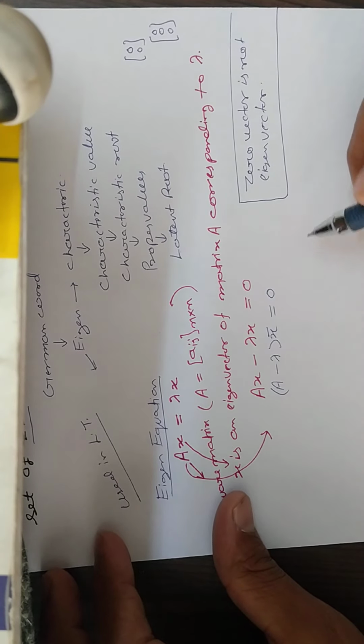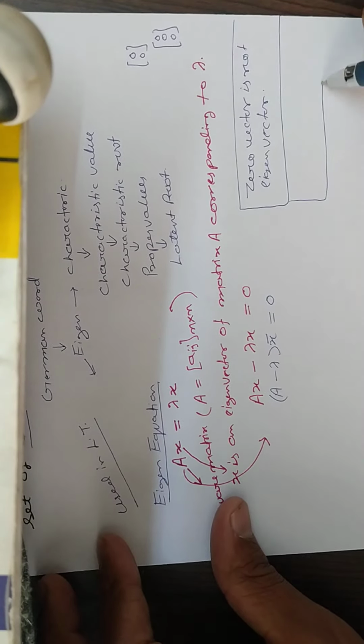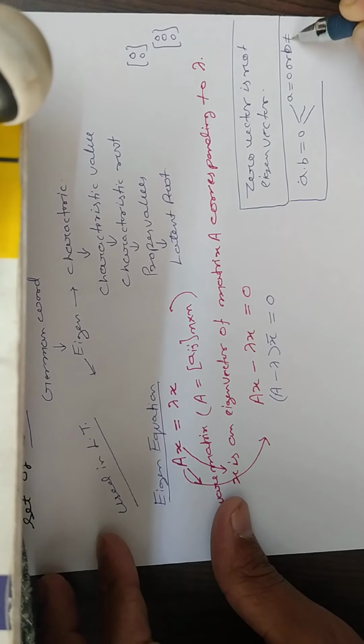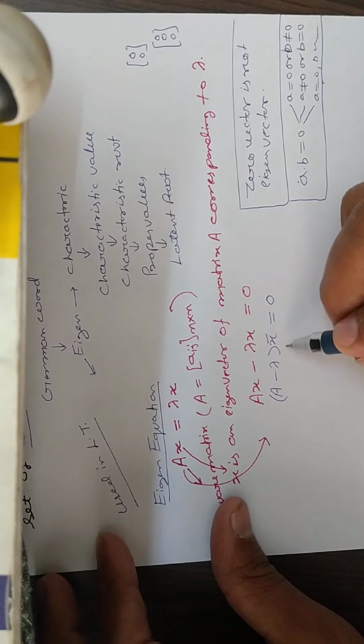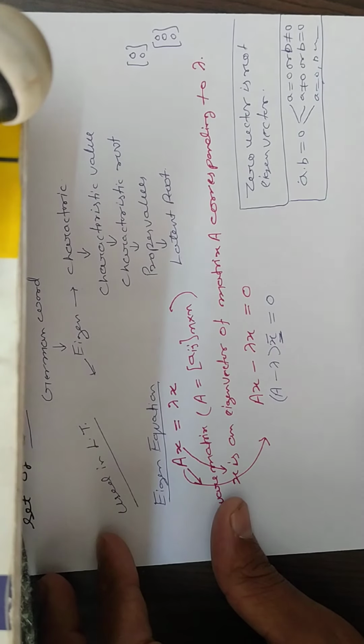According to the multiplication rule, suppose that we have two values a and b whose product equals 0. Then either a equals 0 or b equals 0, or both are equal to 0. Here X is not equal to 0, which means the other factor equals 0. So A minus lambda equals 0.